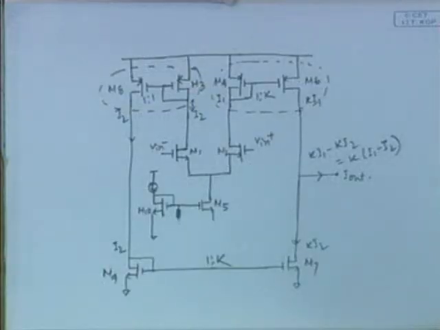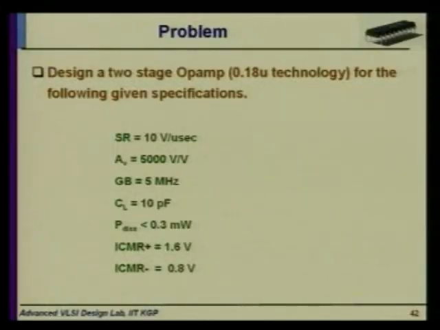Clear? So this is basically an OTA structure. You need not do anything with this in the lab. You will just go for designing this op amp. The specification has already been given: SR, voltage gain, gain bandwidth.